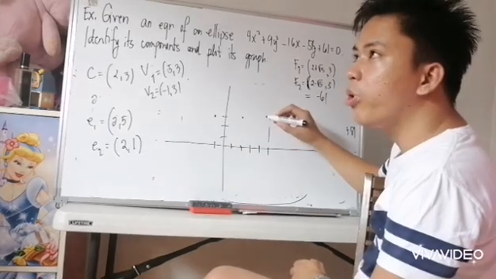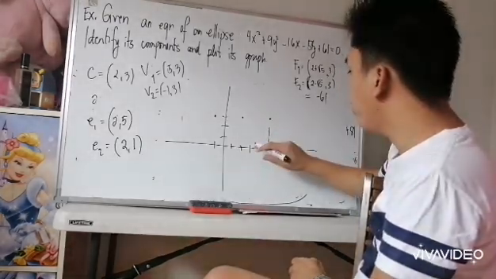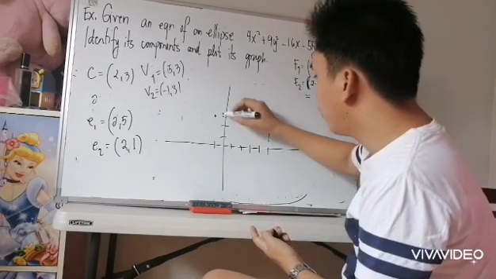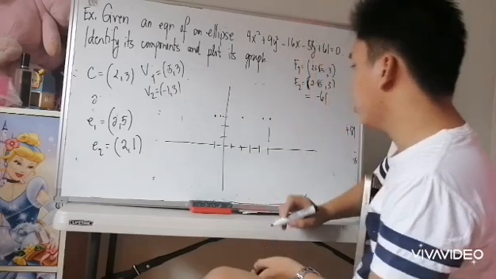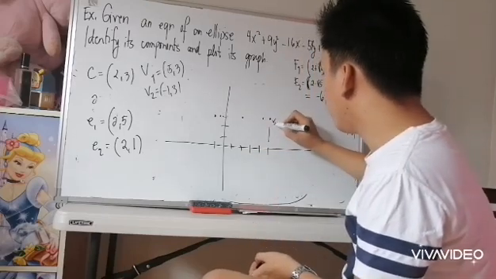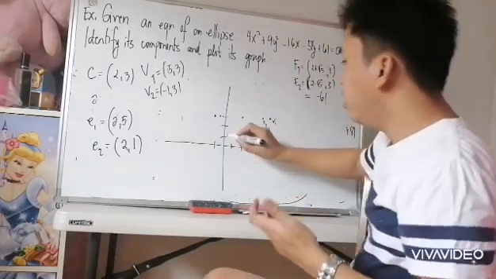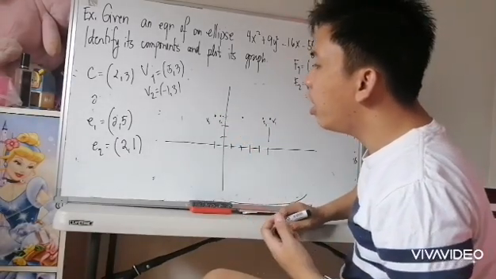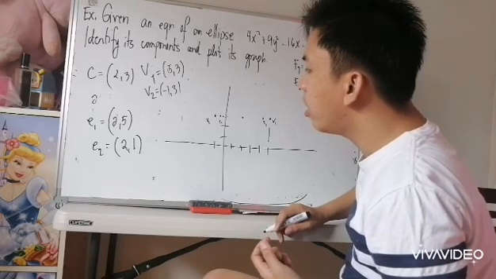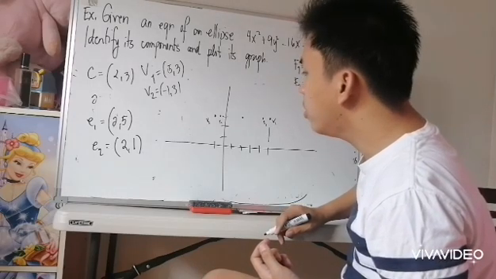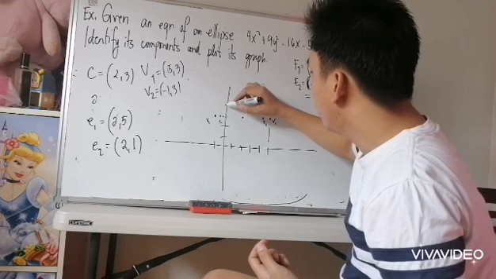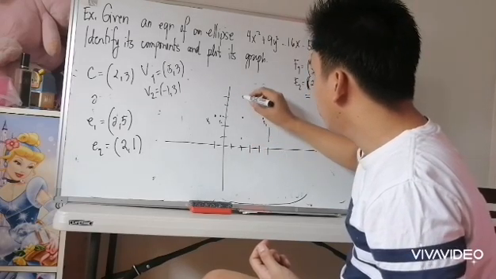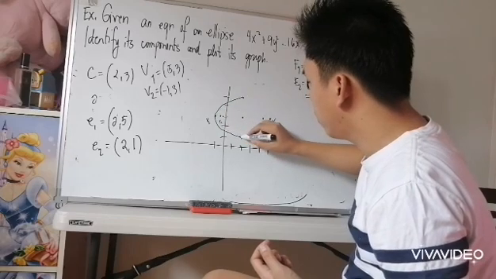Square root of 5 is more than 2, so probably that's more than 4. So that is somewhere here. This is your vertex 1, this is focus 1, this is your vertex 2, this is your focus 2. Your co-vertices are found at 2, 5, so that's 4, 5, somewhere here, and 2, 1, so here. So you'll just have this.